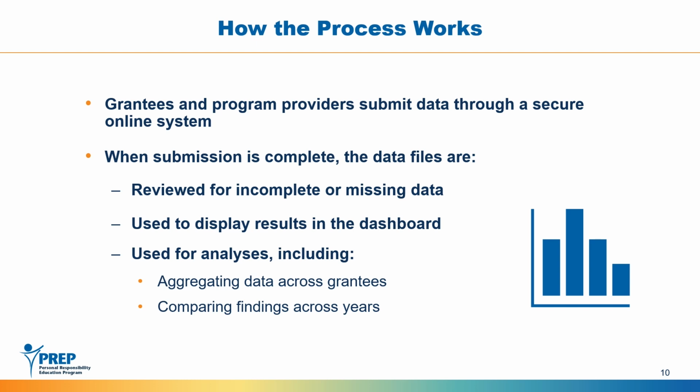One important use of the data is in the Performance Measures dashboard, which is part of the same online system grantees use to submit the data. The dashboard enables grantees to see the results for their specific programs and access their data. ACF also uses the data for other types of analysis and reporting, such as aggregating data across grantees and comparing findings across years. These analyses enable ACF to support grantees, strengthen the field, and inform policymakers and legislators on the important outcomes of the programs.